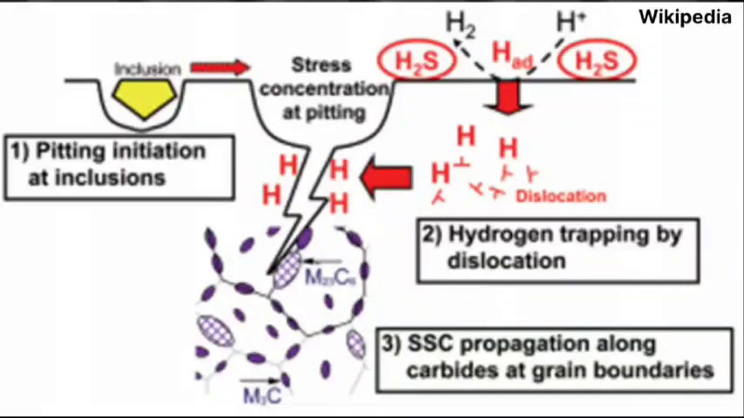The carbon steel is body centered cubic. Now you have atoms, and then it is BCC, body centered cubic. So in between the atoms, the gaps in the carbon steel BCC structure, in between the iron atoms, hydrogen is an interstitial atom. Hydrogen is an interstitial atom.